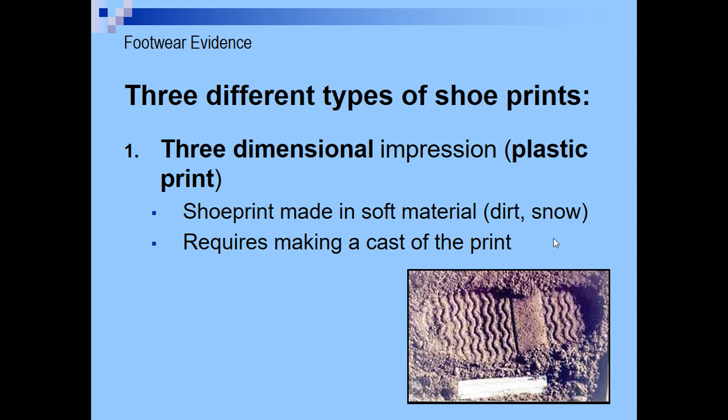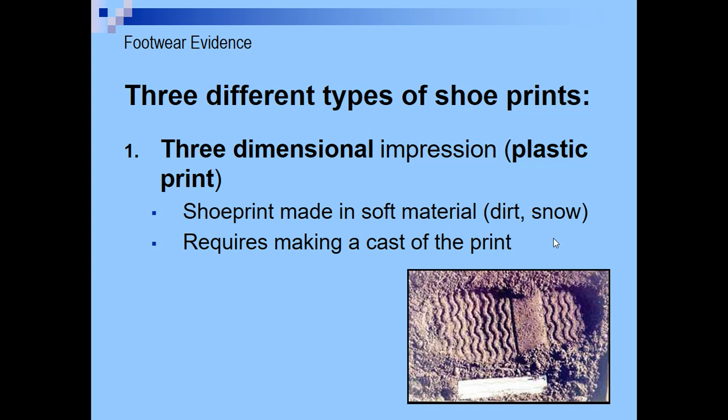So, first of all, we need to get some terminology down. When a footprint or shoe print is left in something soft, like dirt or snow or mud, it leaves what's known as a 3D impression, a three-dimensional impression. And those impressions are more scientifically known as plastic prints. So it doesn't have to just even be a shoe print, any kind of an impression that's made that is three-dimensional, in other words, has three sides to it, it's called a plastic print.